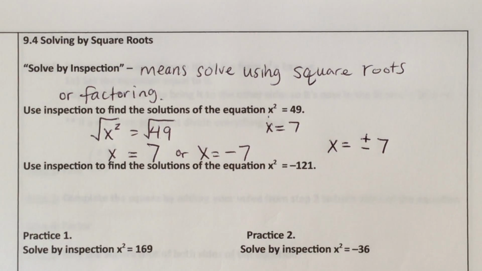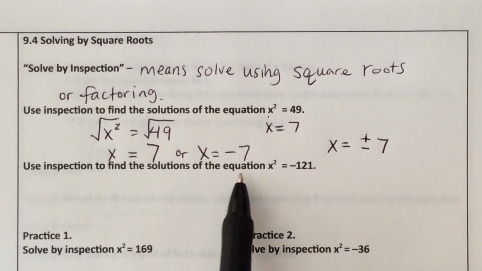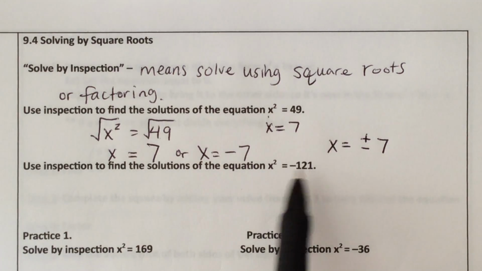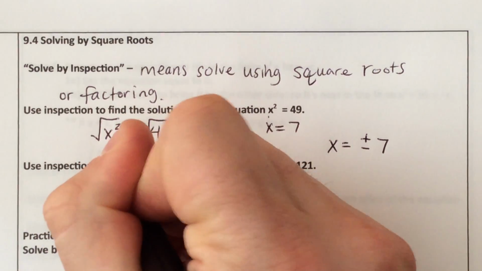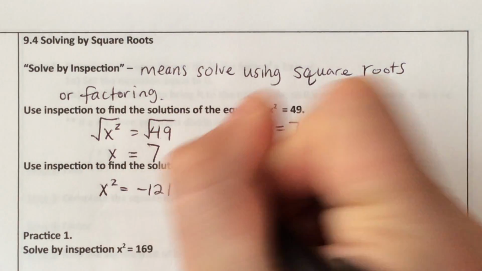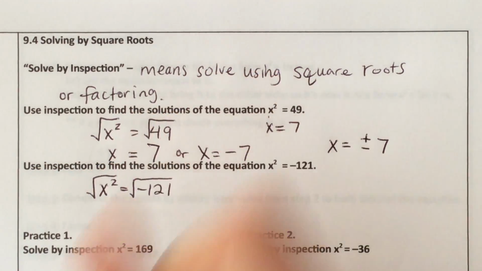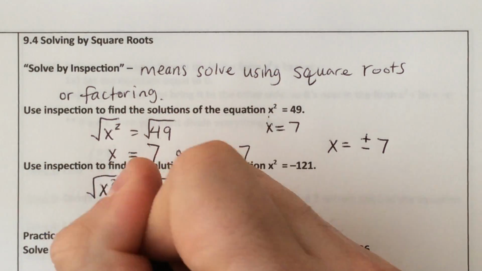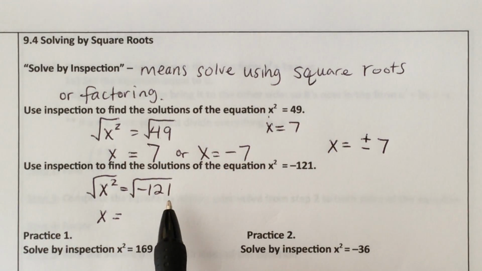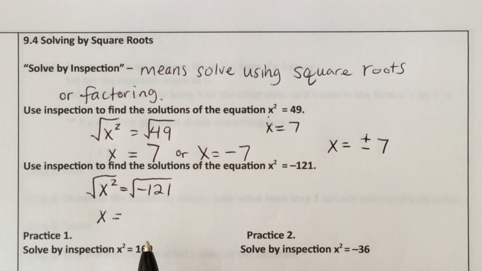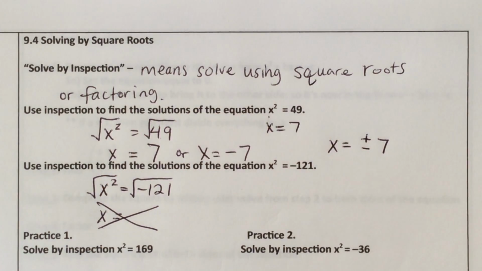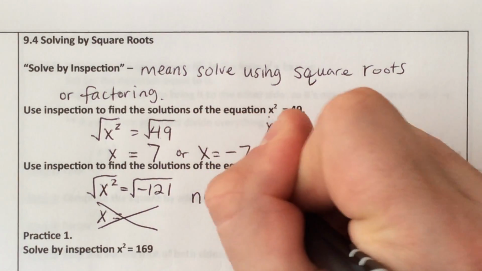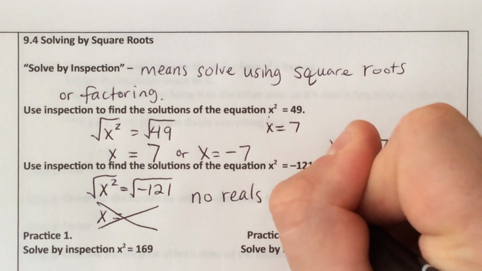So if we look at the next one, it says to find the solutions of the equation x squared equals negative 121. So if I set it up and take the square root, I end up with the square root of x squared, which is just x, but I see a negative number inside this square root. We can't take the square root of a negative number, so there's not an answer. There are no real solutions.